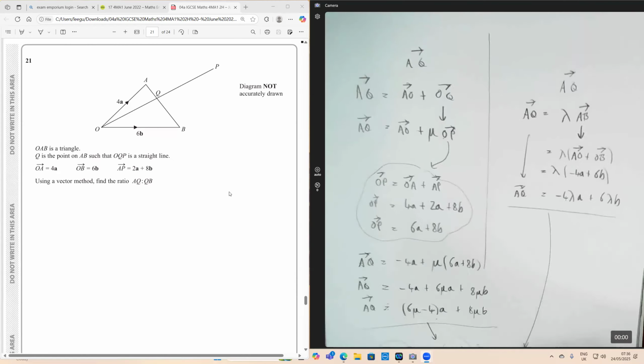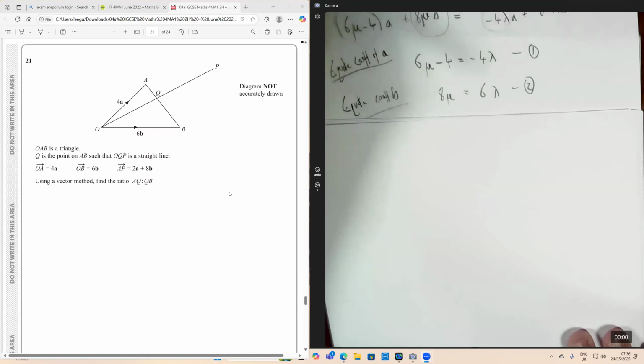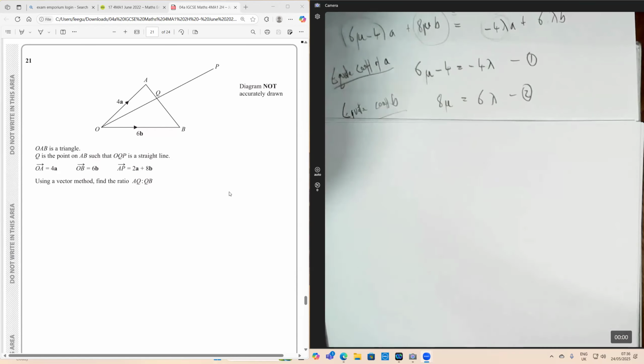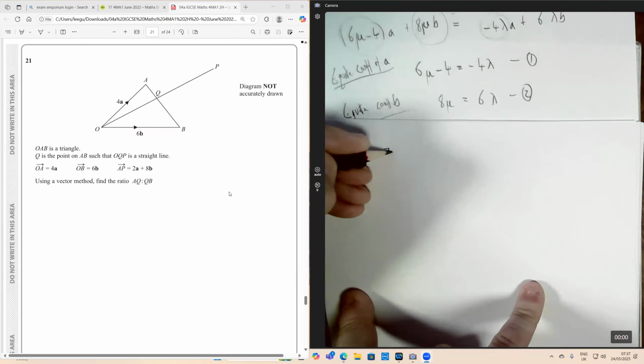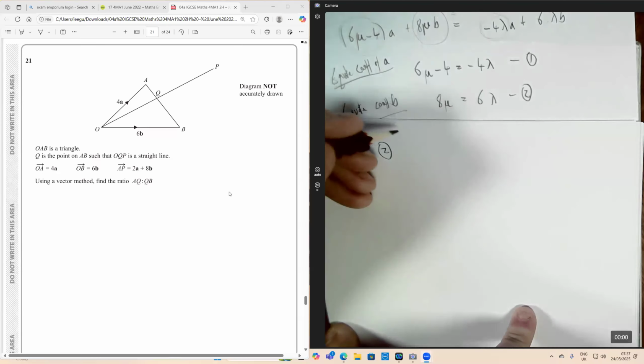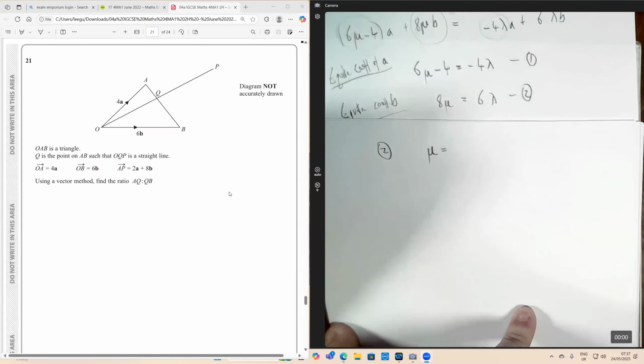Okay, perfect. Right, so now all that remains for us to do is to solve this pair of simultaneous equations. So let's have a look at this one. So let's think about how am I going to solve these? Well, I'm going to take equation 2, and equation 2 can be written as, let's just say mu. Oh, now I'll tell you what I'm going to do.